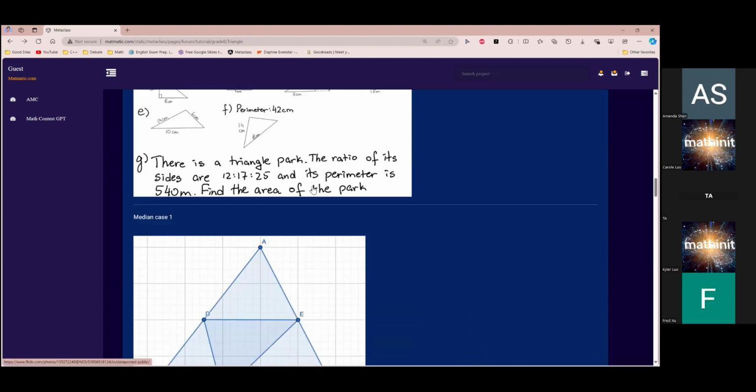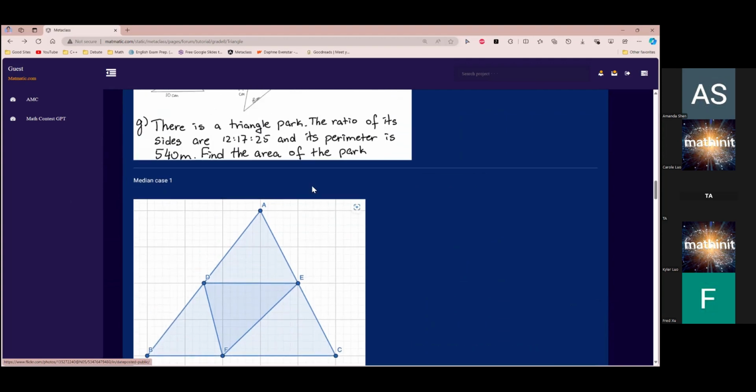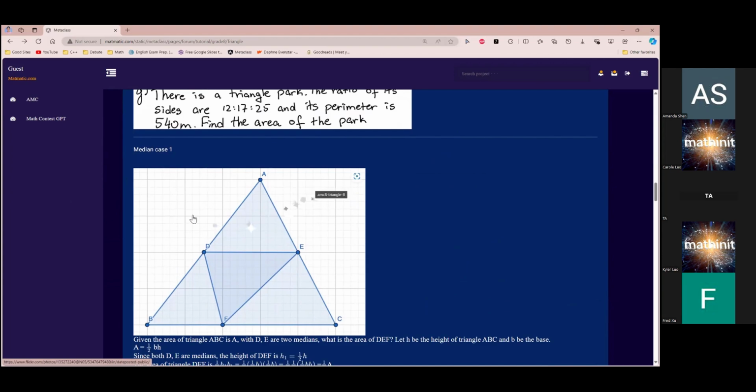Okay. So, a few other ways that you could use area in questions like this. Given that the area of triangle ABC is A, and that D and E are two medians, what's the area of DEF? You could try this question. I'll give you 2 minutes.